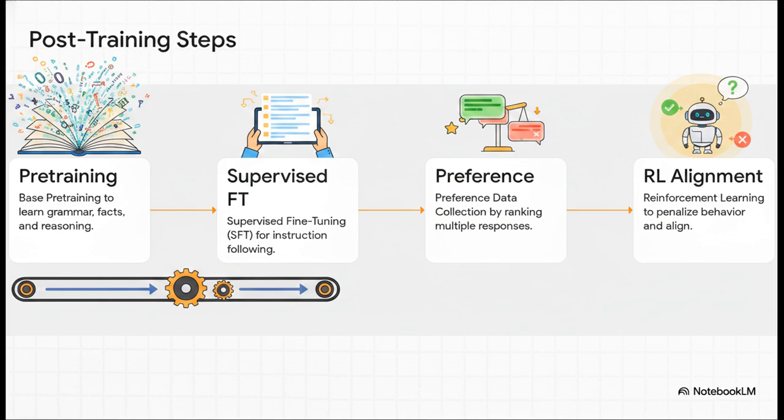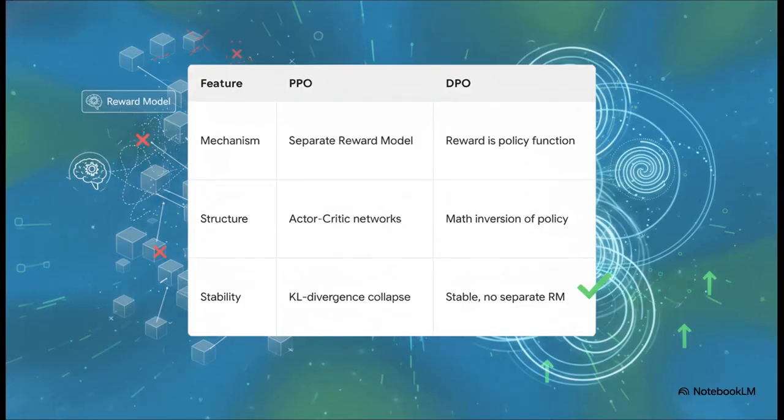After that, we collect preference data by having humans rank multiple responses. And finally, we use reinforcement learning to penalize bad behavior and align the model with human expectations. This is exactly what turns a wild, unpredictable text engine into that polite, helpful chatbot you probably use every day. Now, the classic method for this final step is called Proximal Policy Optimization, or PPO.